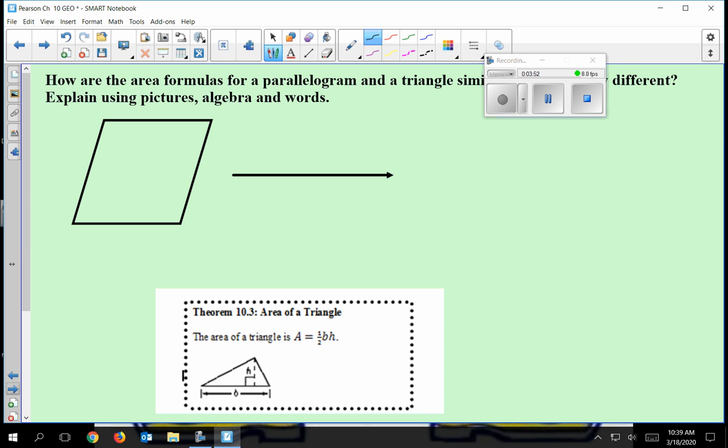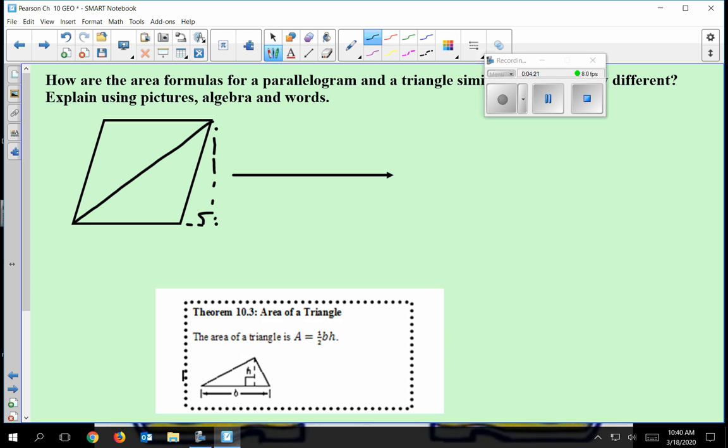Okay. And when we're looking at this one, they're asking how are the formulas for a parallelogram and a triangle similar and different. Well, for a parallelogram, we did this last semester. I could go ahead and cut that. Well, now I got 2 triangles, and I still need to get a vertical height to find the area of a triangle and also to find the area of a parallelogram.